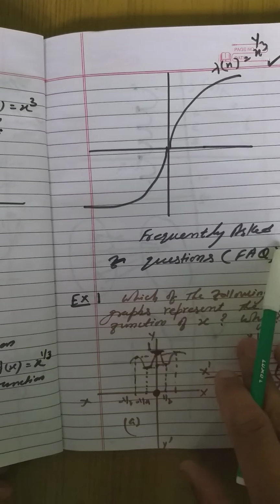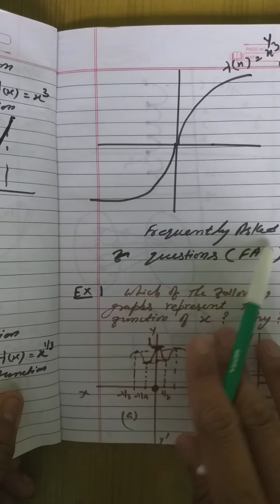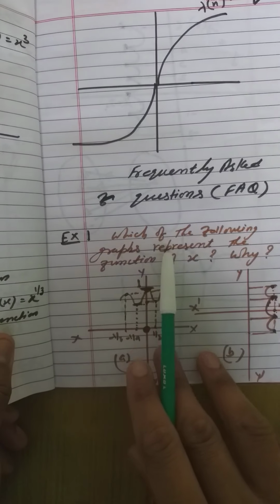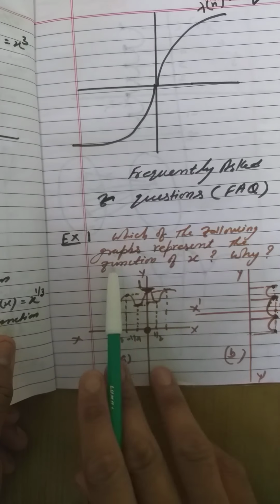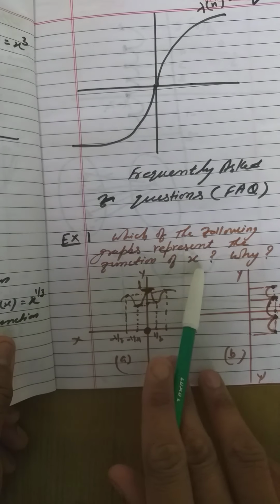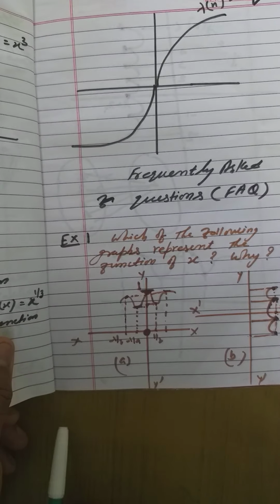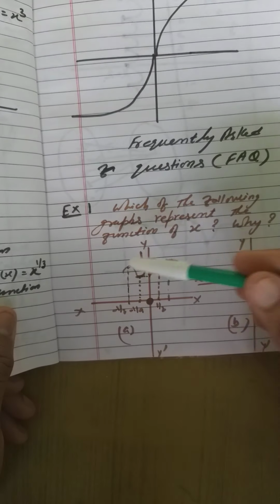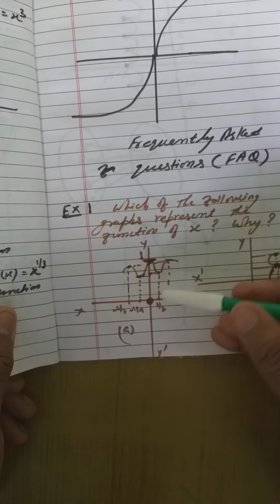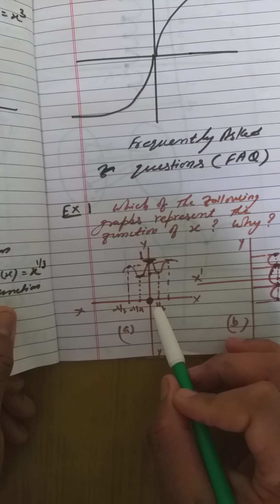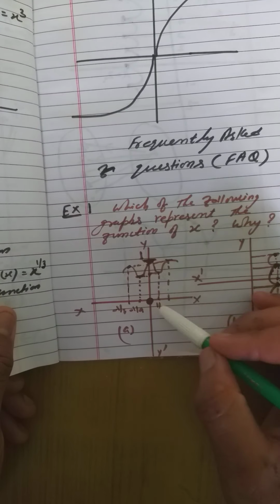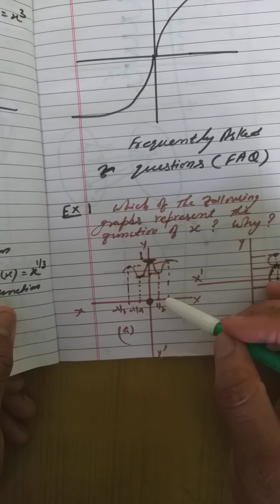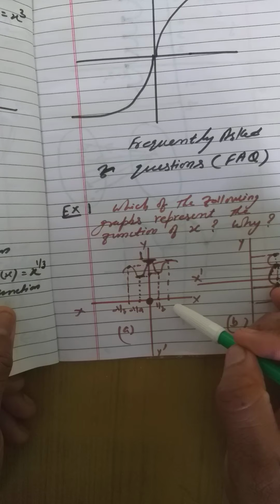Okay, now come to frequently asked question number one. Which of the following graphs represents a function of x? You can see the graph. From this graph we are observing that the given function gives a different value for different values of x. Right?